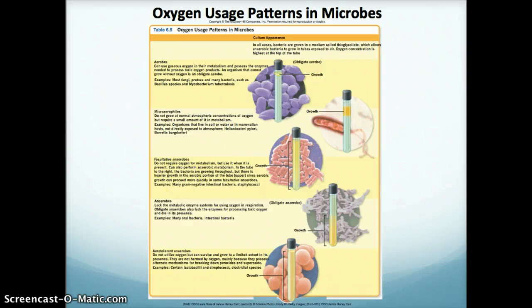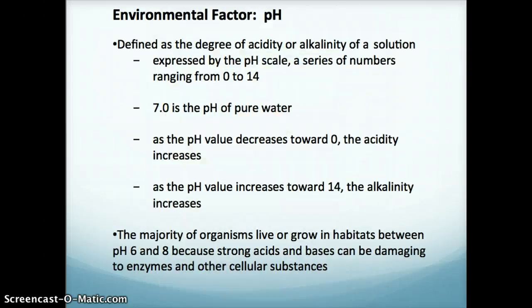So that was on the gases influence, environmental influence on microbes. The next one that I want to talk about is pH. So when we talk about pH, it's on a range from 0 to 14, 0 being the most acidic and 14 being the most basic. So kind of that neutral area is the pH of pure water, which is 7.0.